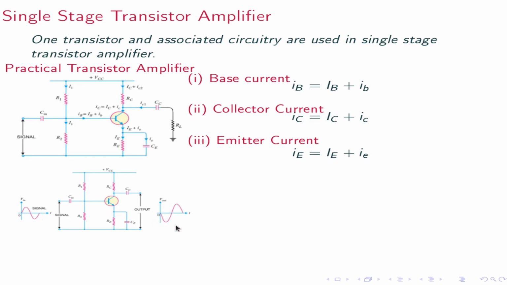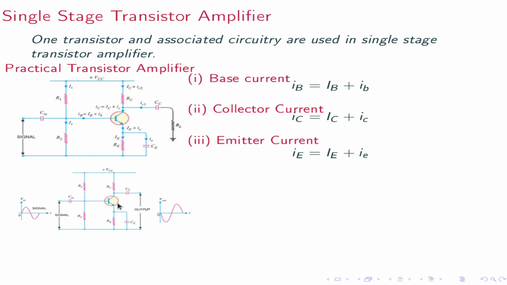The output is like this. In the positive half cycle of the input signal, the base current increases. Since the base current increases, the collector current also increases because IC is beta IB. Since the collector current increases, the voltage drop across RC also increases, that is, ICRC increases. Since ICRC increases and VCC is constant, the output voltage VCE decreases.